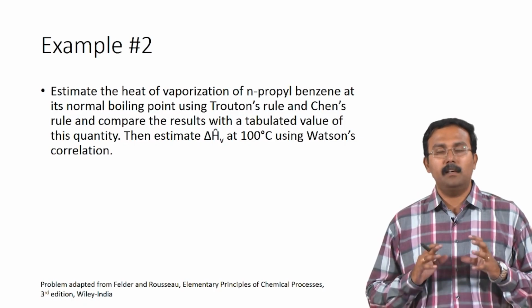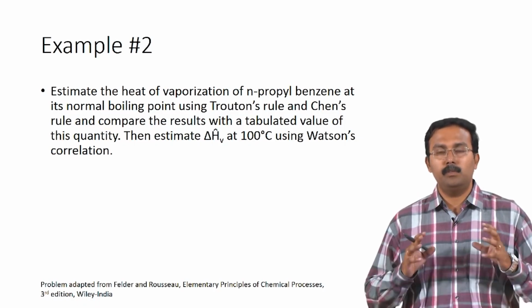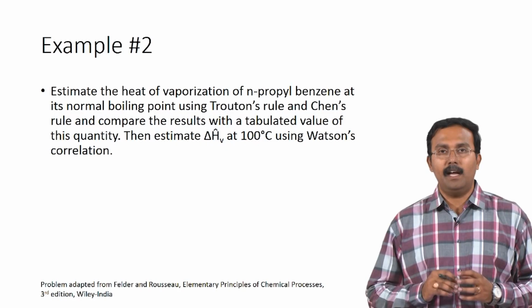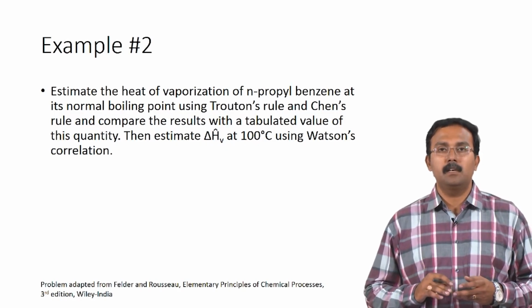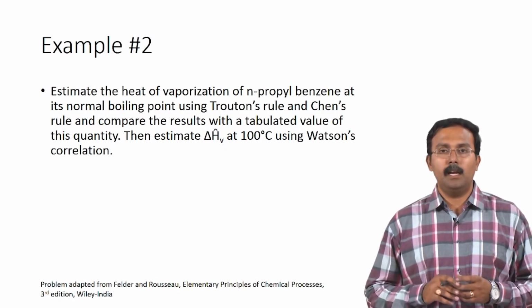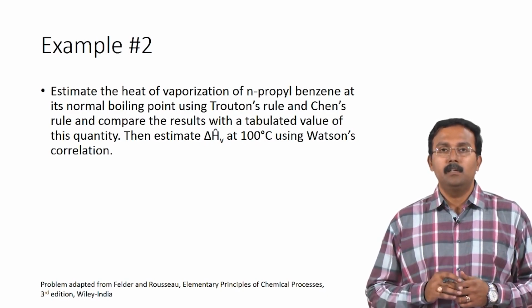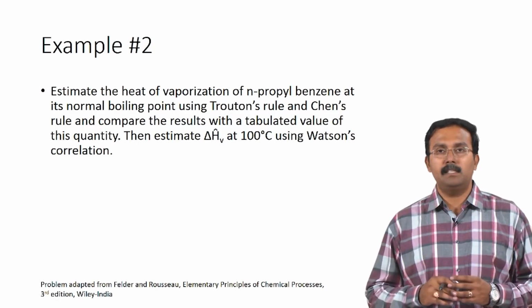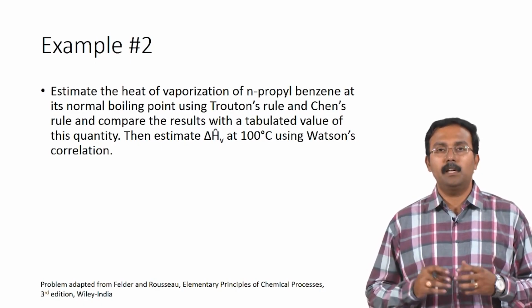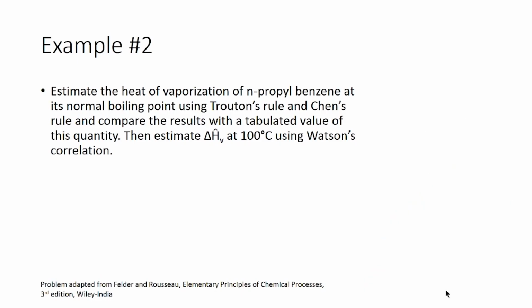No information has been provided to us, so we would have to use some handbook or textbook to get the values for critical temperature, critical pressure and boiling point for N-propyl benzene, so that we can use Trouton's rule and Chen's rule. The tabulated value for heat of vaporization should also be looked at, so that we can see how the errors are for these equations. Looking up the table, we can get the standard heat of vaporization for N-propyl benzene as 38.24 kilojoules per mole.